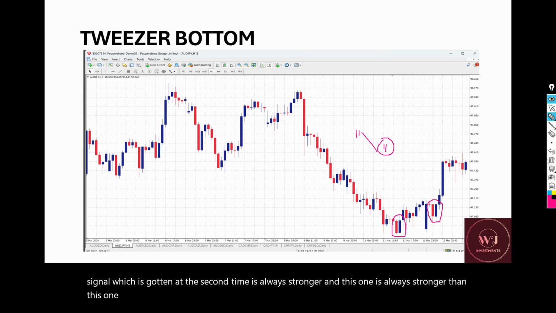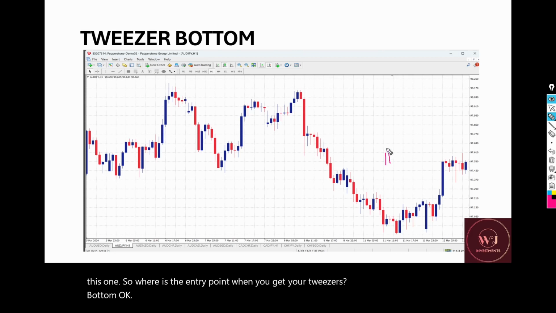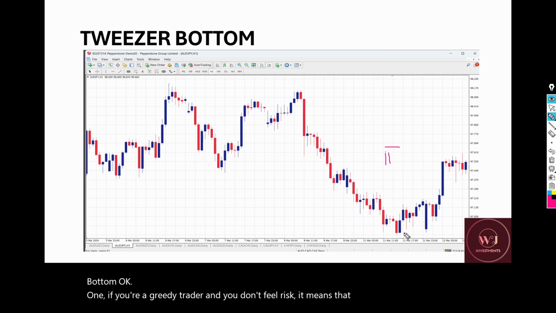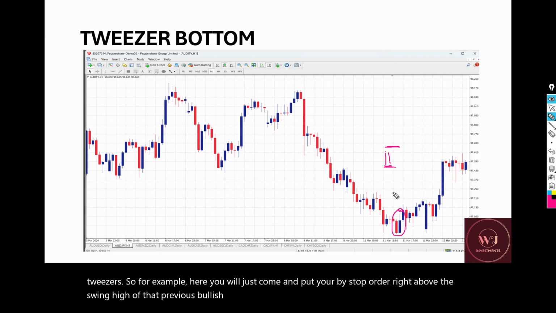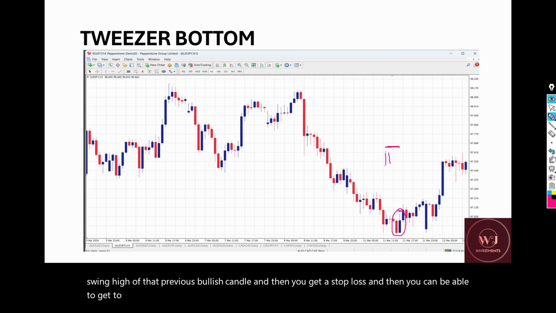So where is the entry point? When you get your tweezer bottom, okay, one, if you are a greedy trader and you don't fear risk, it means that you will enter at the exact tweezer. So for example, here, you will just come and put your buy stop order right above the swing high of that previous bullish candle, and then you get a stop loss, and then you can be able to catch the wave up.